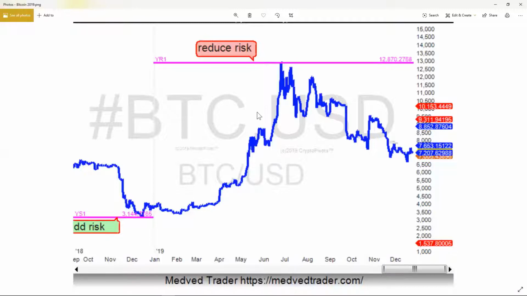So in 2018, the low on Bitcoin found support on the yearly S1 pivot, and then in 2019 rallied up to the yearly R1 pivot and then pulled back. And I'll show you where the new pivots are for this year coming up.